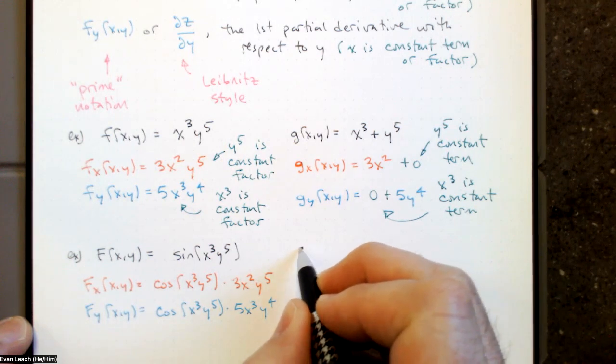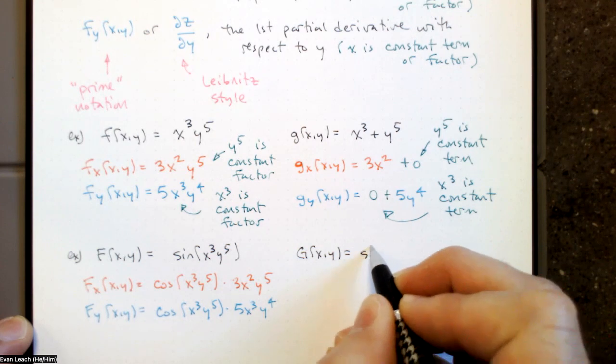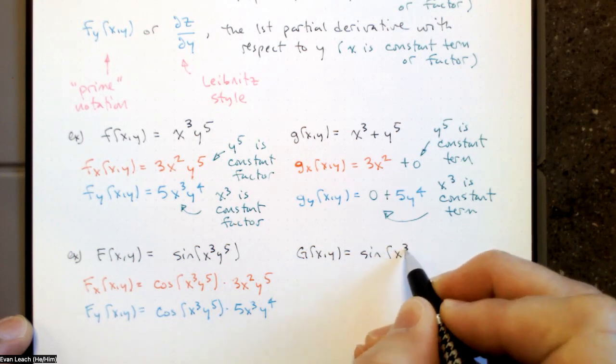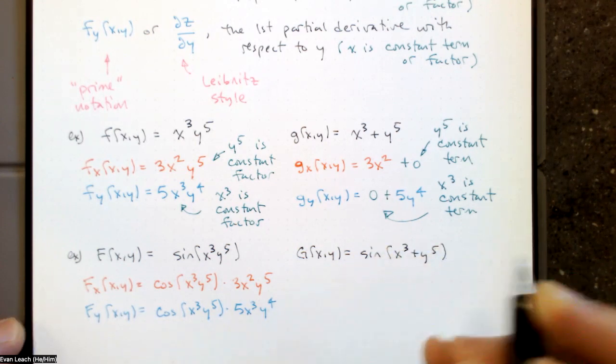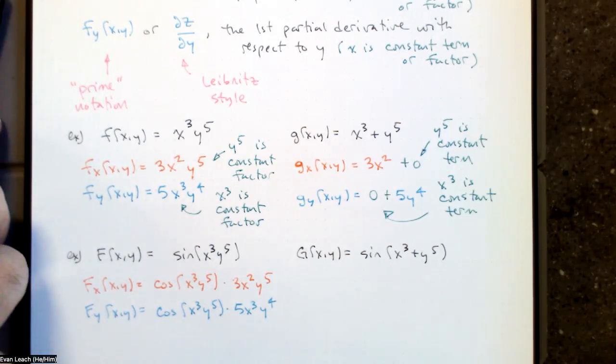Similarly, if we had some function, say g of xy, that was the sine of x cubed plus y to the fifth. We do the same thing. The derivatives of the inside will be, instead of 3x squared y to the fifth, it'll just be 3x squared. And the second will just be a 5y to the fourth.